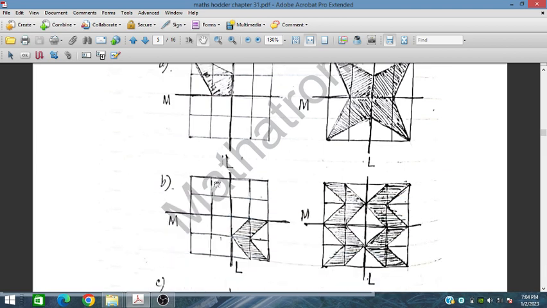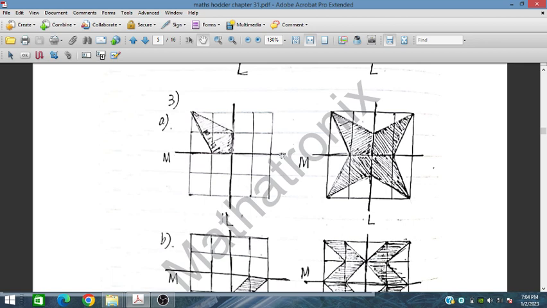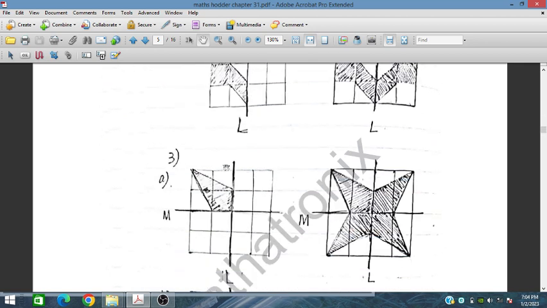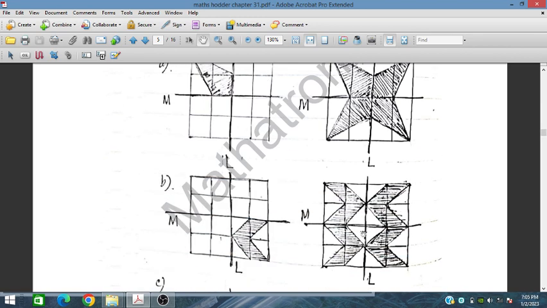So this will go across this line of symmetry and this line of symmetry, because here we have 2 lines of symmetry. Before that we have only a single line of symmetry. Now we have 4 lines of symmetry. So this one will be reflected here, and this will be reflected here, and this will be reflected here. So this is 2 lines of symmetry. That's why this LL and MM.